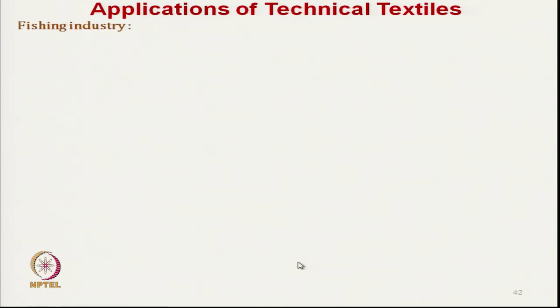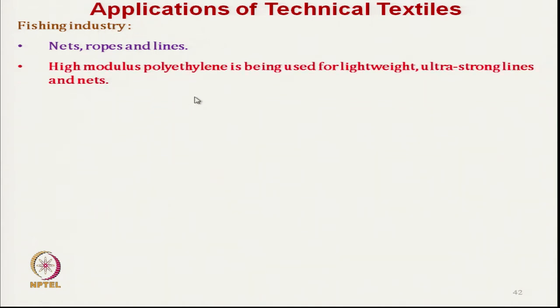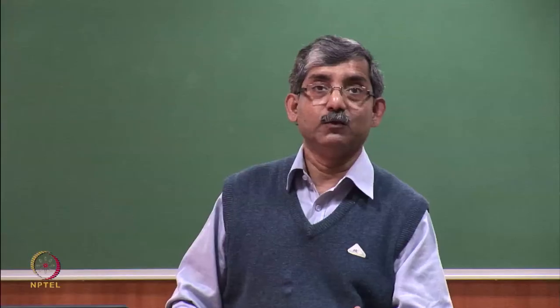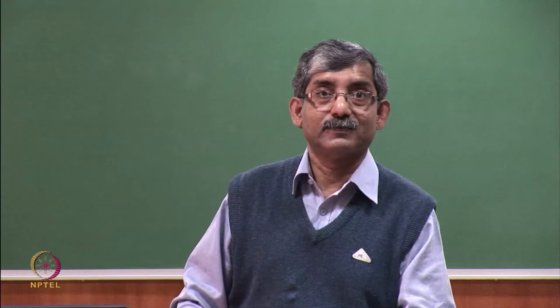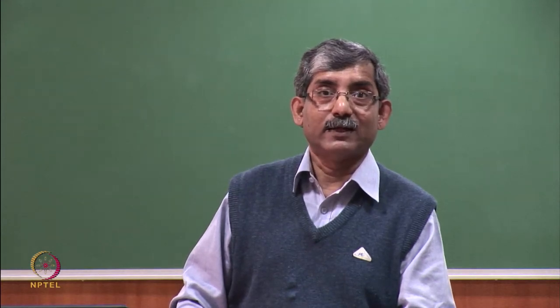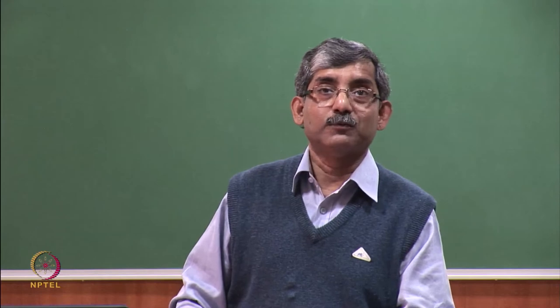In the fishing industry, we use technical textiles like nets, ropes and lines. High modulus polyethylene is used for lightweight, ultra strong products. So, the polyethylene is being used for nets due to its light weight and low absorption.